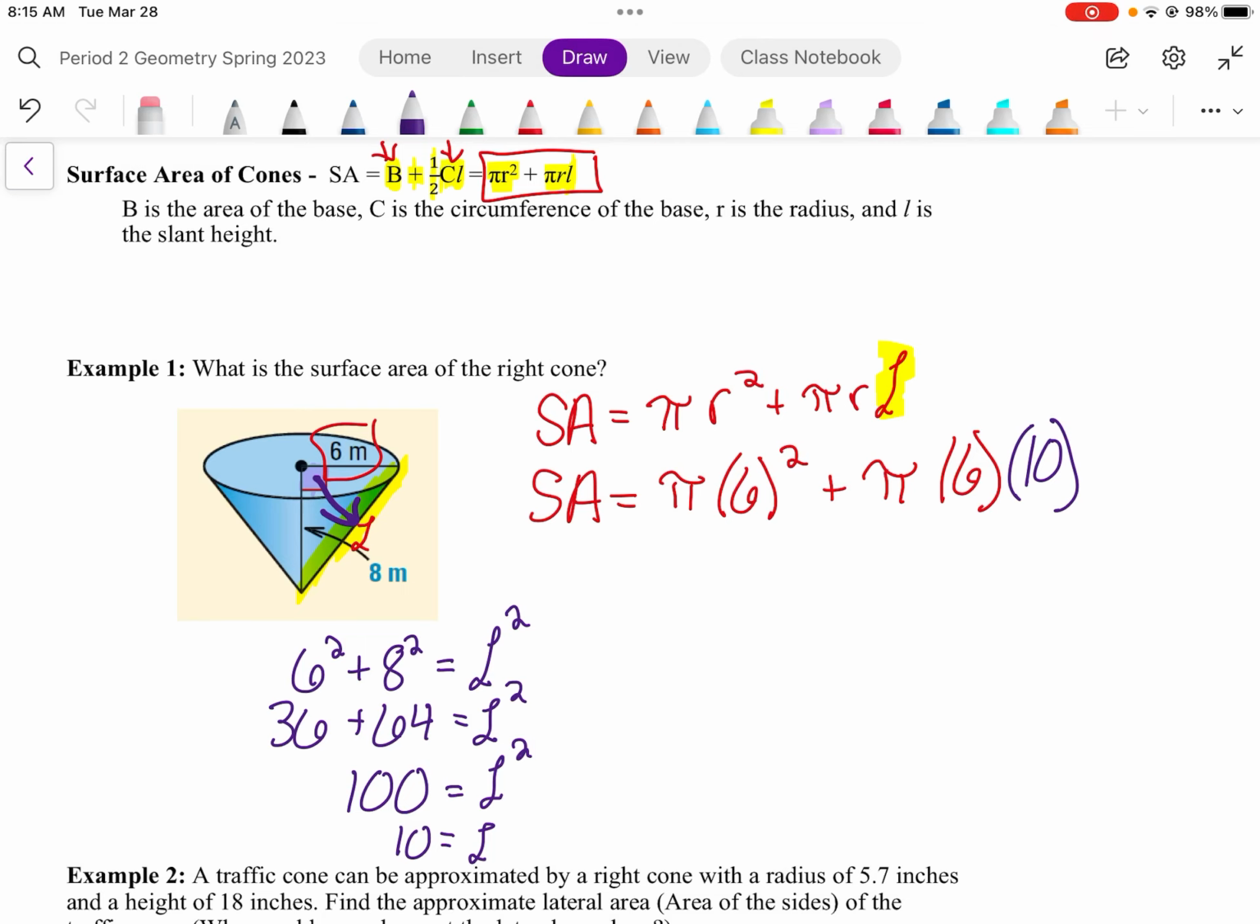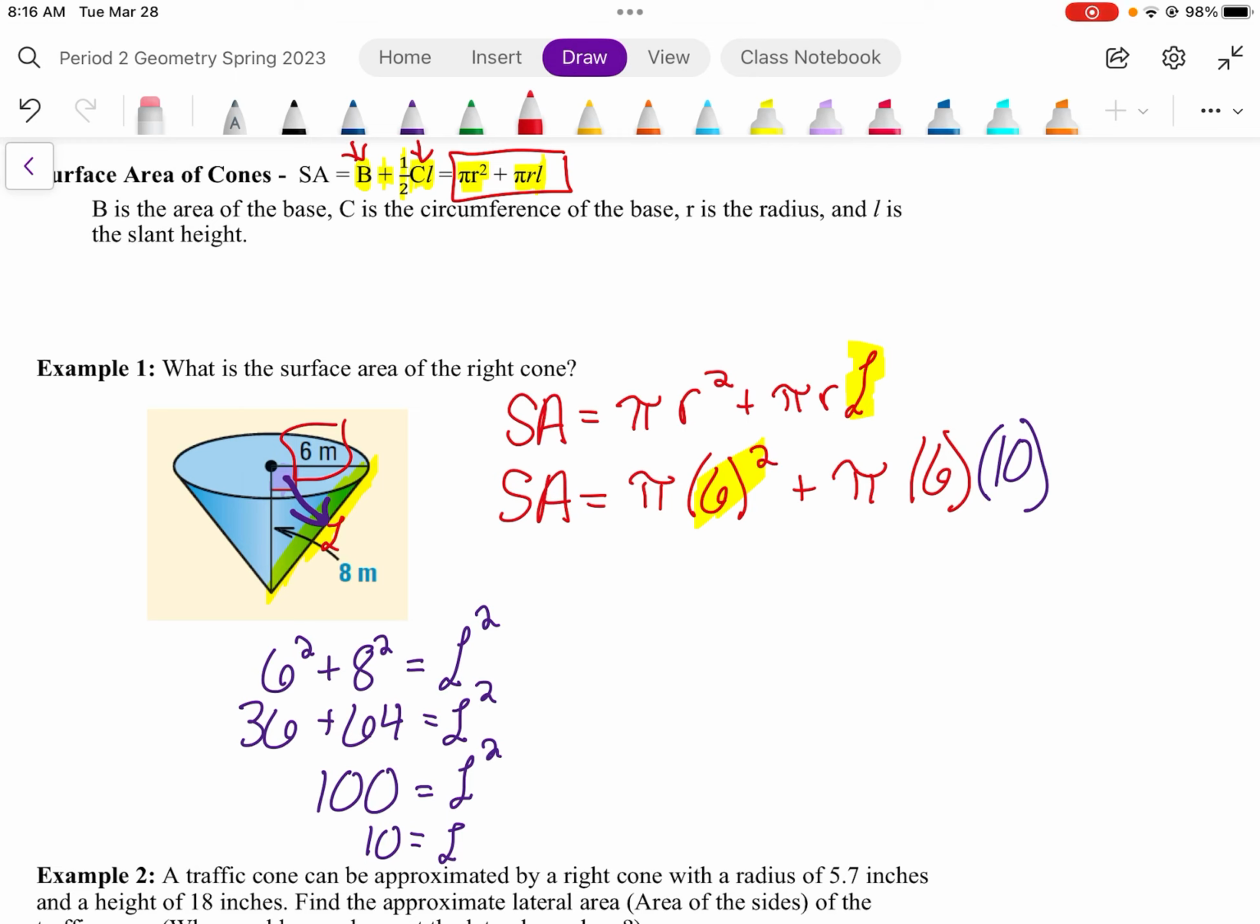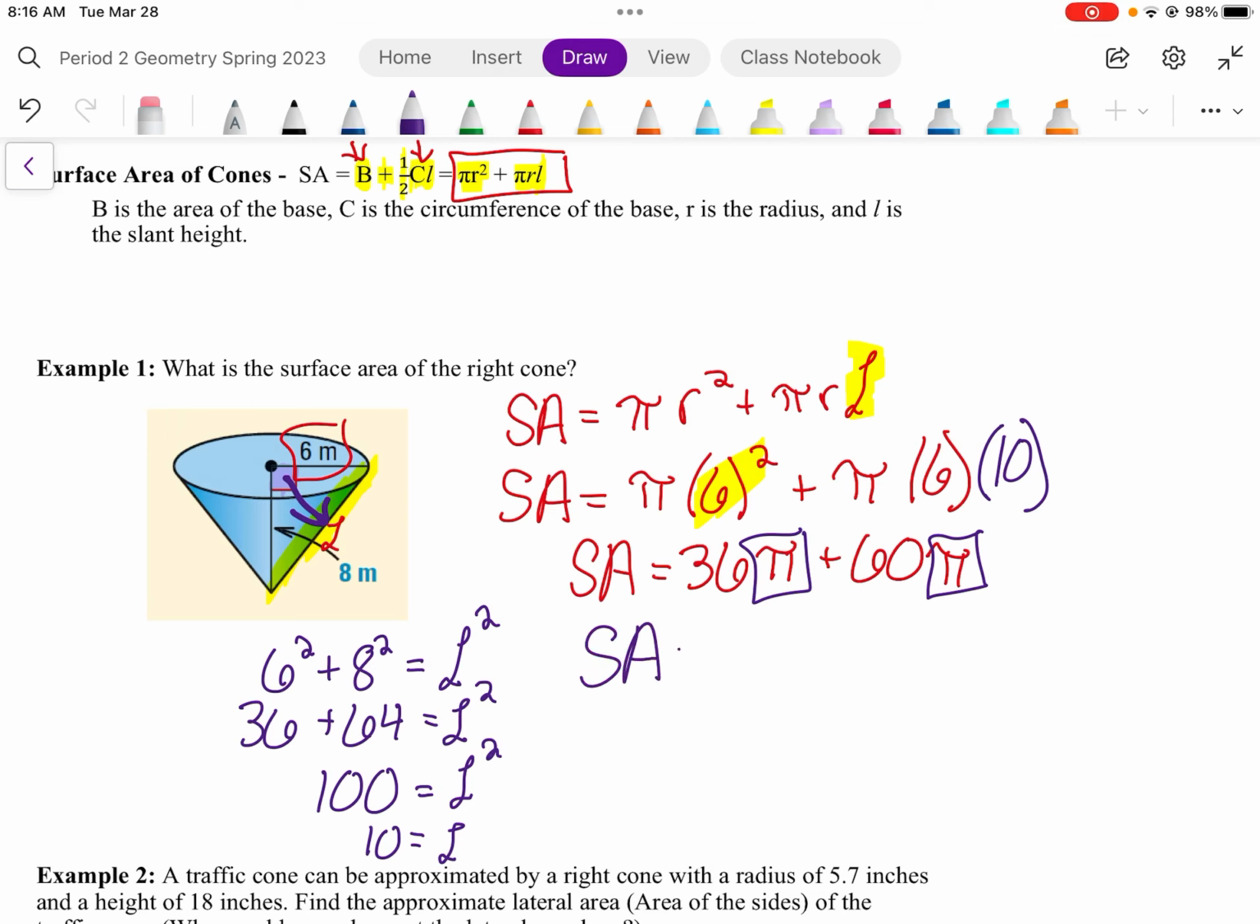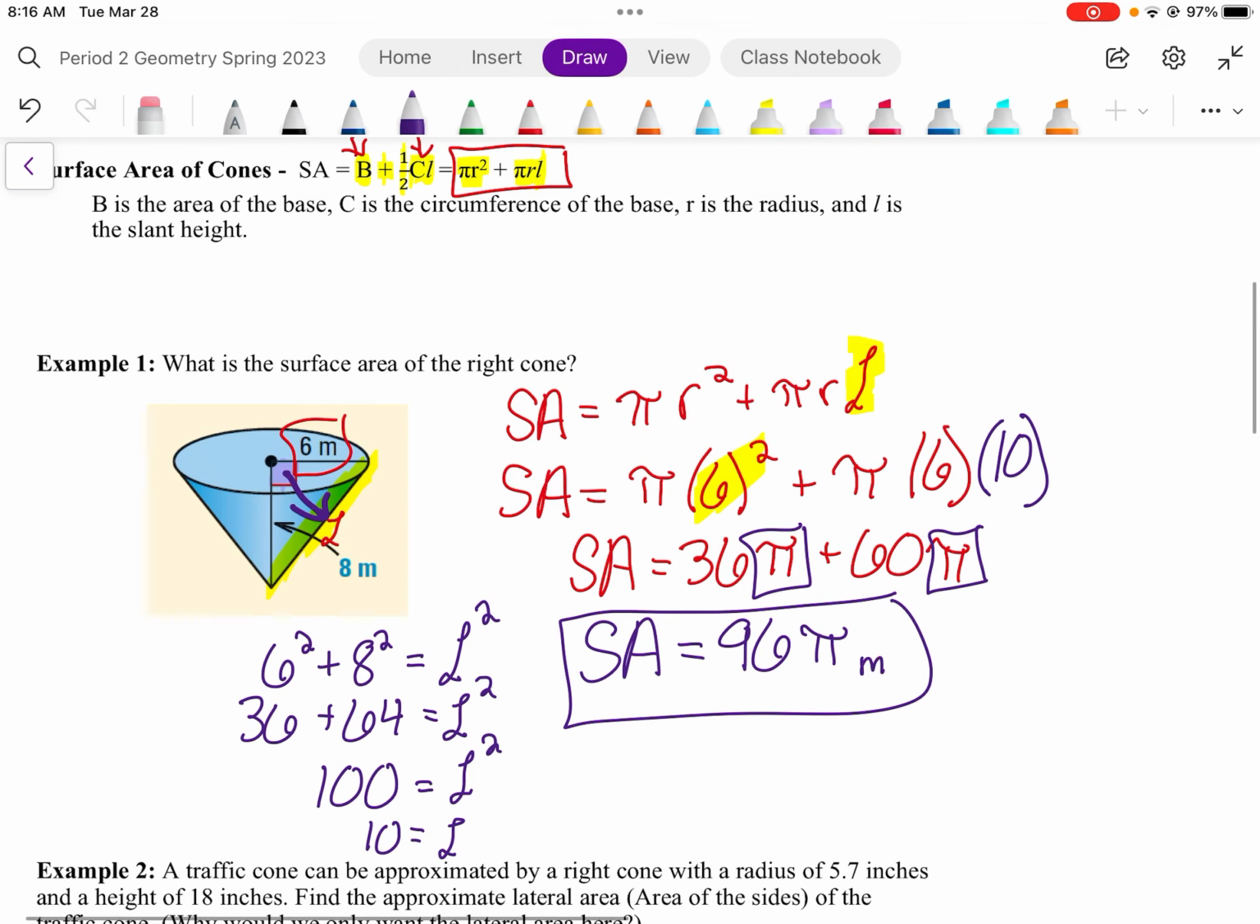Now, if they ask you to give your answer in terms of pi, remember you are going to type everything but pi into your calculator. So 6 squared is going to be 36 pi. 6 times 10 is 60 pi. And then you would just add those together like terms. You would treat pi the same way you would treat x in an equation. So 60 plus 36 is going to give us 96 pi. So that would be your answer in terms of pi.